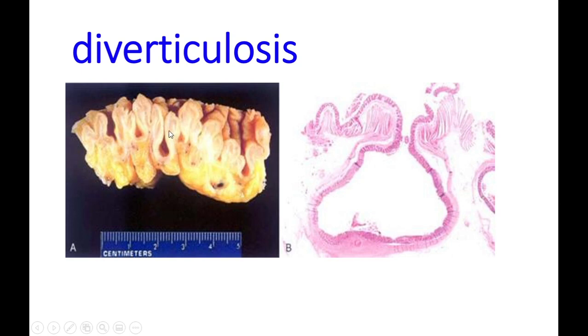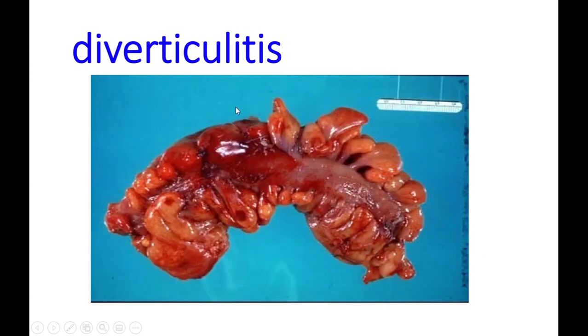Diverticulosis again indicates multiple mucosal and submucosal protrusions through an area of weakness in the muscle wall, whereas diverticulitis is the inflammation in the wall with hyperemia and congestion due to obstruction of the lumen of these diverticula, with risk of perforation and peritonitis.